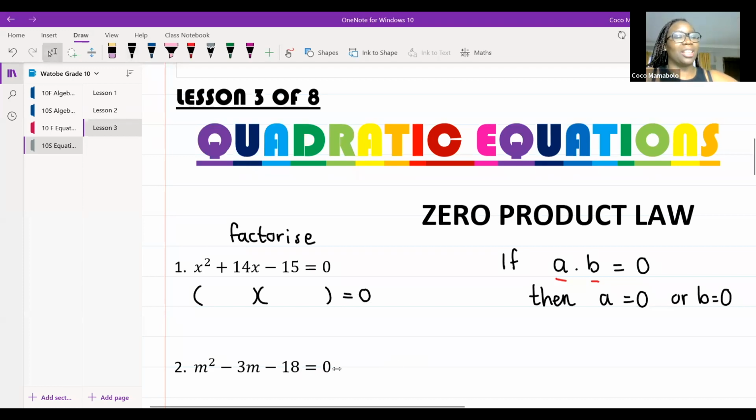All right, give me your answers in the chat. I'm factorizing a trinomial. What needs to happen in these brackets in order for me to get the answer I'm looking for?